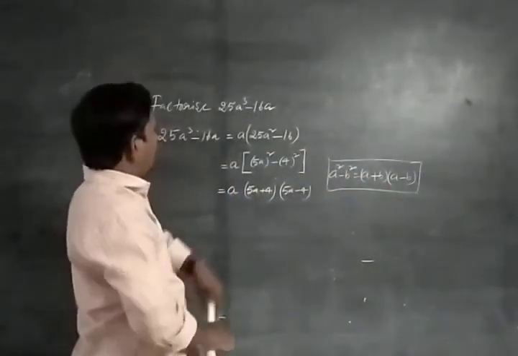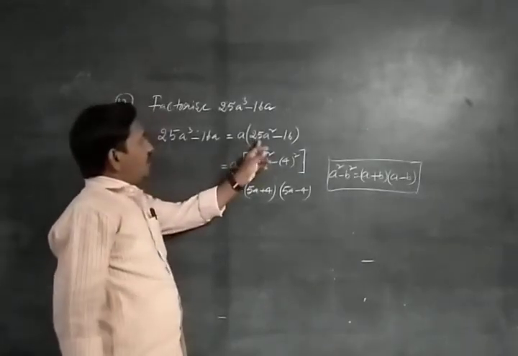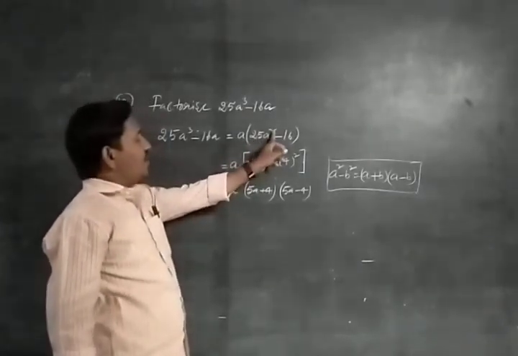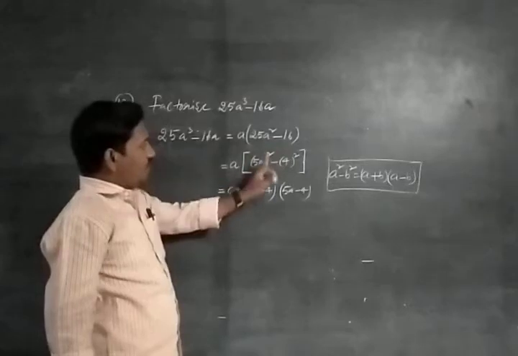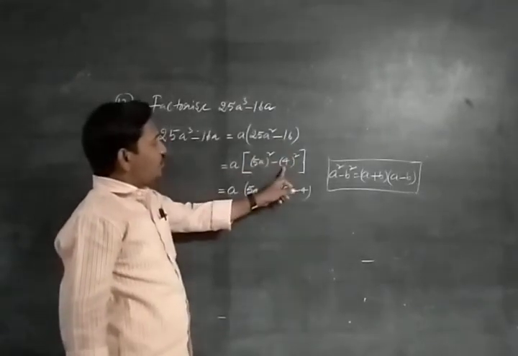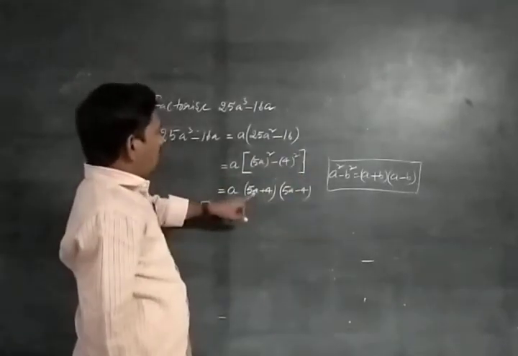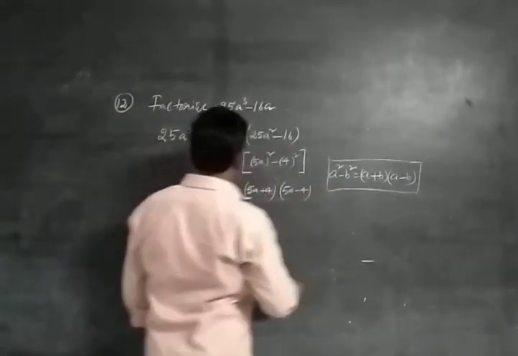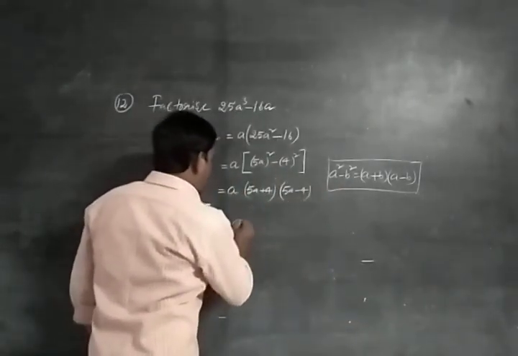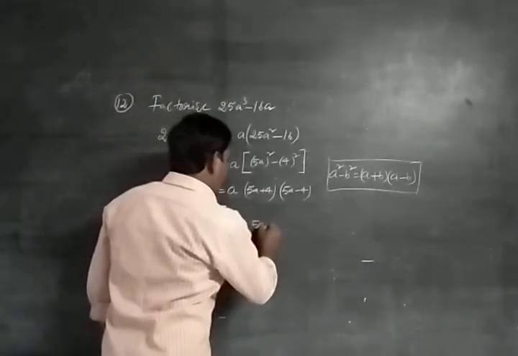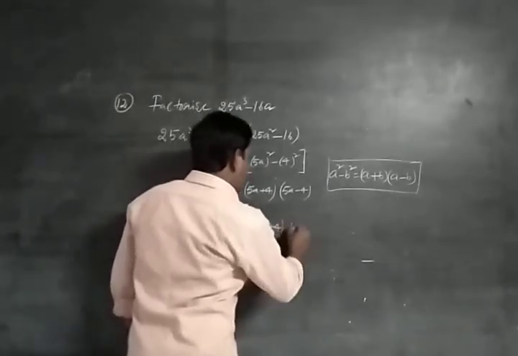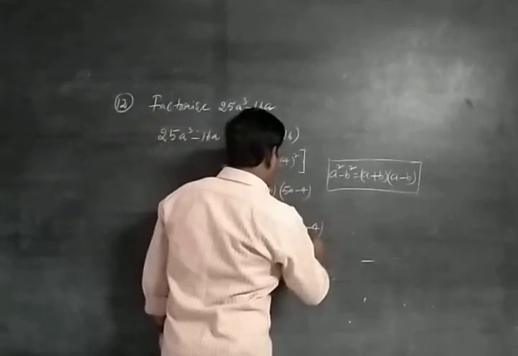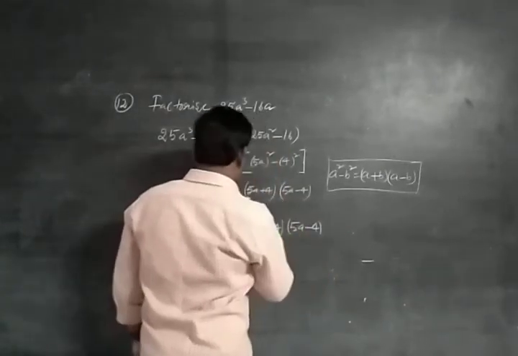Again, 25a square is written as 5a whole square, and 16 is written as 4 whole square. 5a plus 4, 5a minus 4, a square minus b square. So this is a into 5a plus 4, 5a minus 4. Okay, this is the answer.